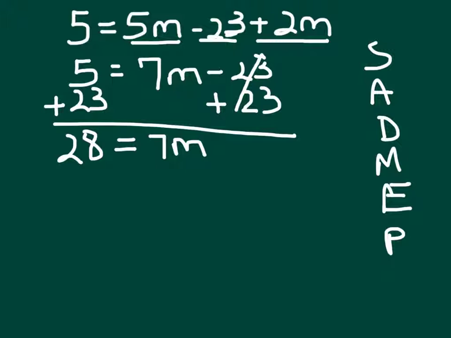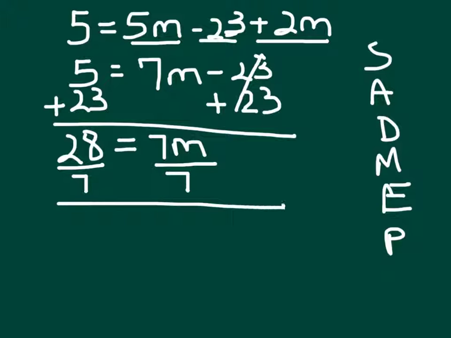Now, we've got 7 times m is equal to 28. What is the opposite operation of 7 times m? That's right, you divide by 7. So we divide both sides by 7. 28 divided by 7 is 4. The 7's cancel each other out because 7 divided by 7 is 1. And so that leaves us 1m. And we don't write the 1 because it's understood to be in front of the m. And so our answer is m equals 4.